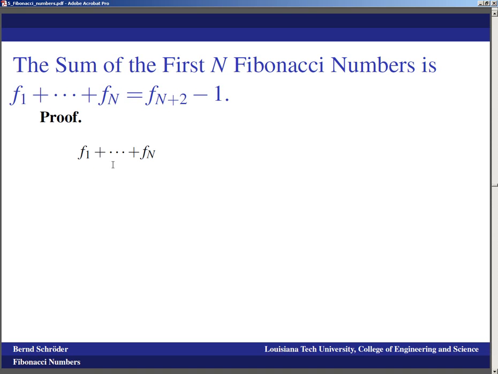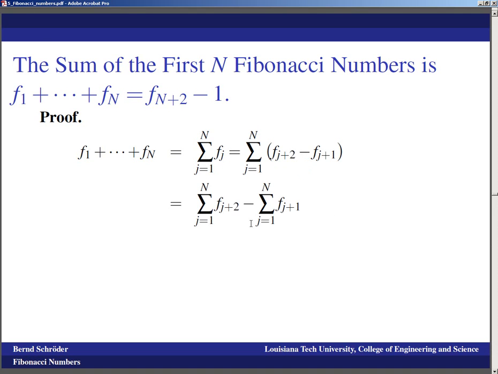Well, let's see. You take the sum of the first capital N Fibonacci numbers. That's the sum j equals 1 to capital N of f sub j. And that is the sum j equals 1 to capital N of f sub j plus 2 minus f sub j plus 1. Right. Because what do we know? We know that f sub j plus 2 is f sub j plus 1 plus f sub j. That's the recursive formula, just shifted one up.